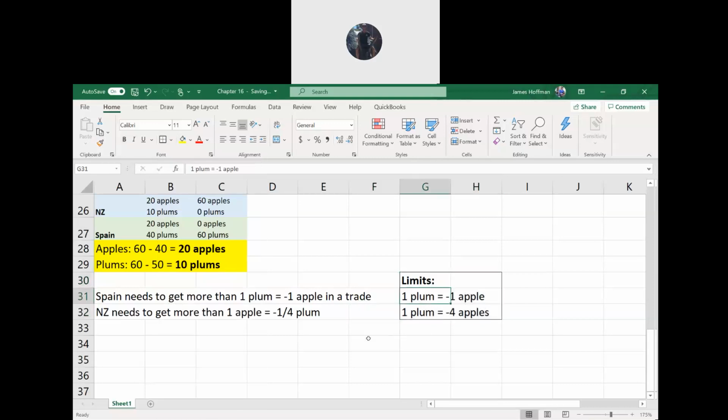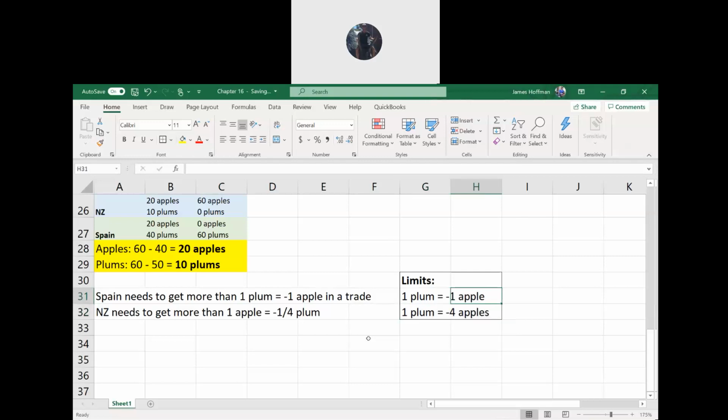So if you do this, you state what Spain specializes in, and say they have to beat their initial cost ratio. Then state what the other country specializes in, and state that they have to beat their initial cost ratio. Then put both those initial cost ratios in terms of one good equals, so they're in the same exchange rate. So this is the same as one plum equals minus one apple. This is the same as one plum equals minus four apples. So if the trade is anywhere in between this, they're both going to be better off.